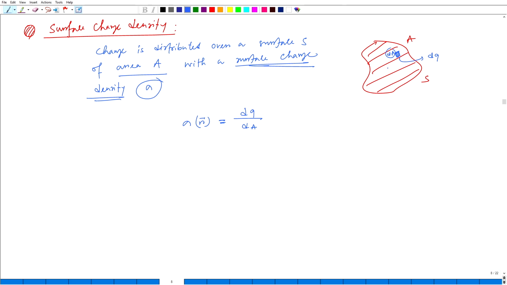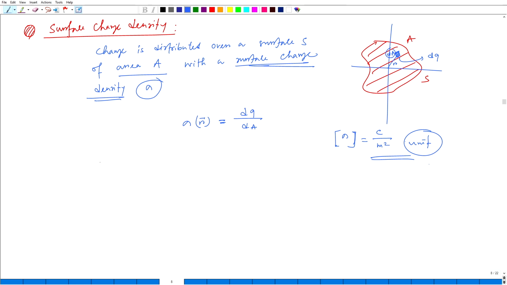So, let us say we draw an axis, and from the center to this element the distance is r. And the dimensions of sigma is the dimensions of charge divided by the dimensions of area, so coulomb per meter square. So, this is the unit. And the total charge, how to calculate the total charge?